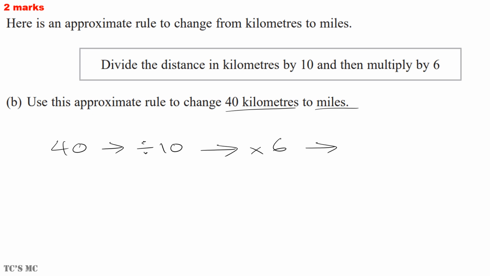Now we need to work it out. 40 divided by 10 is 4. 4 multiplied by 6 is 24. For writing 24 miles as our final answer, we have our second mark.